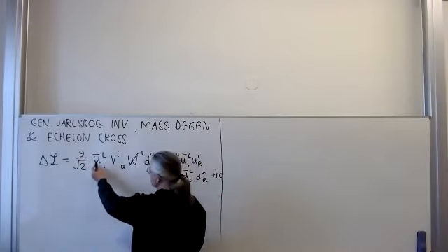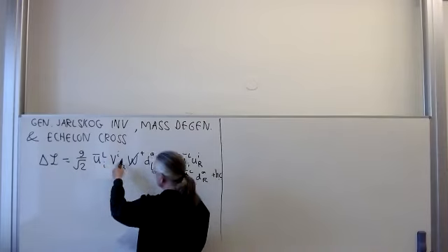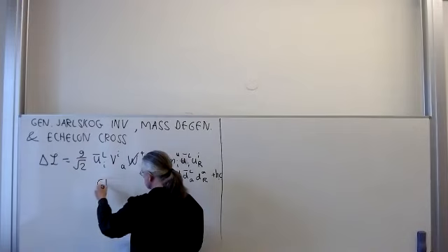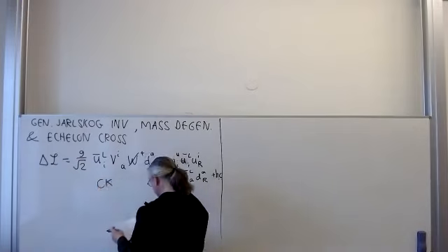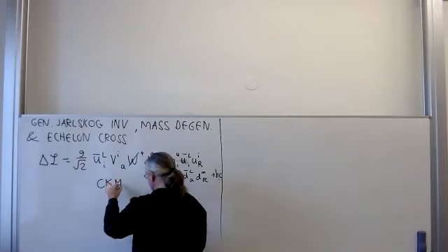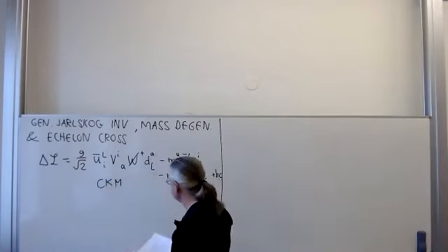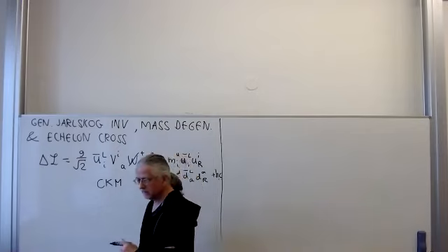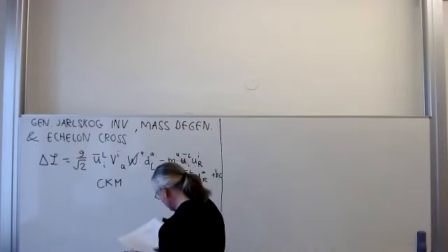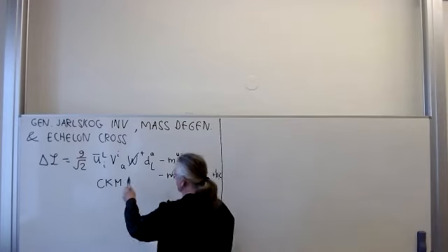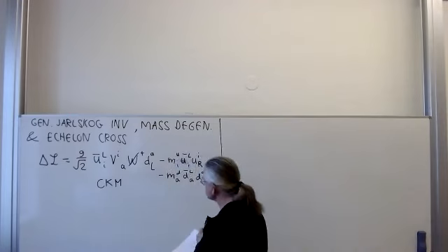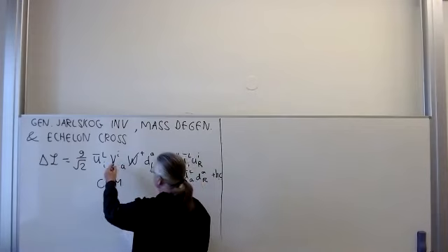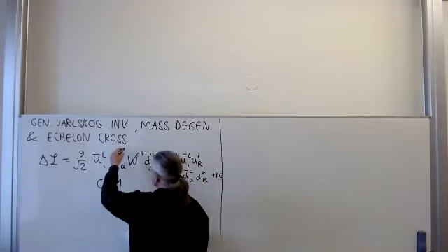So we have some spinors, and then we have the famous CKM matrix, which is Cabibbo-Kobayashi-Maskawa. Has everybody heard of that, or should I write out the names of these people? It's okay. Good.